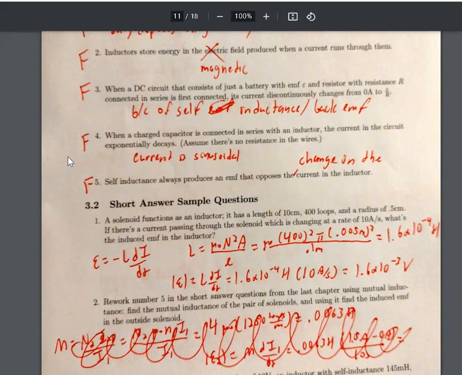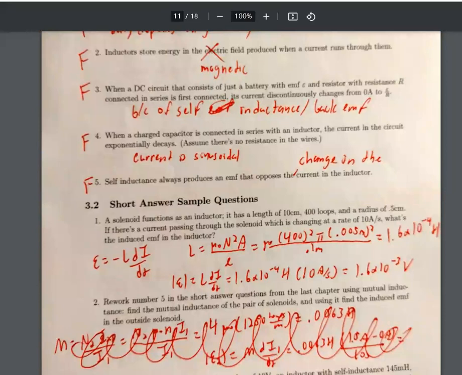All right, so finally, self-inductance always produces an EMF that opposes the current in the inductor. That's false. It opposes change in the current. So if the current is increasing, then it will oppose that current. But if the current is decreasing, then it will reinforce that current. All right, so for the short answer questions.